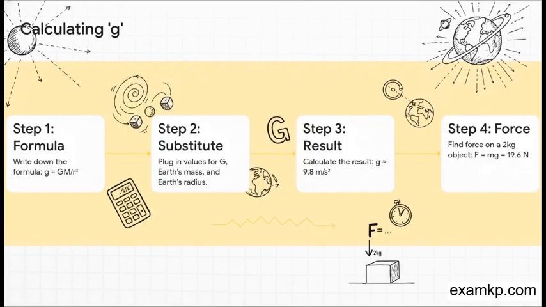Let's look at a classic example: calculating g right here on the surface of the earth. The first thing you do, always, is write down the formula. That's a free method mark right there. Then, you substitute the values. Be very, very careful with those powers of 10 on your calculator. When you do it right, you get the familiar 9.8 meters per second squared. And from there, finding the force on any object is easy. Just F equals mg. Simple.